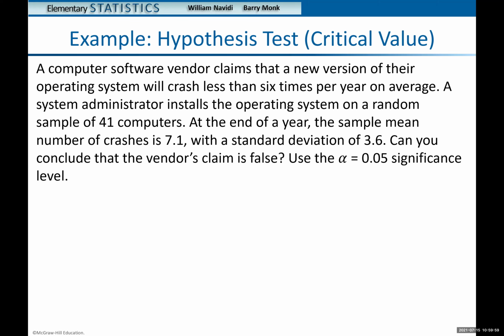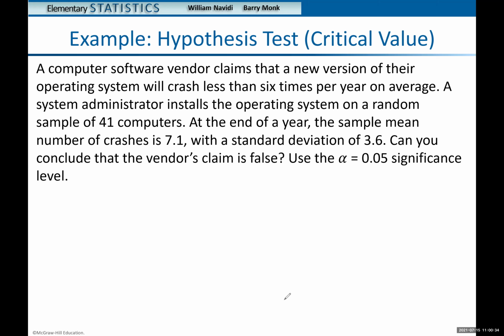I'll read it. A computer software vendor claims that a new version of their operating system will crash less than 6 times per year on average. A system administrator installs the operating system on a random sample of 41 computers. At the end of the year, the sample mean number of crashes is 7.1 with a standard deviation of 3.6. Can you conclude that the vendor's claim is false? Use the alpha equals 0.05 significance level.